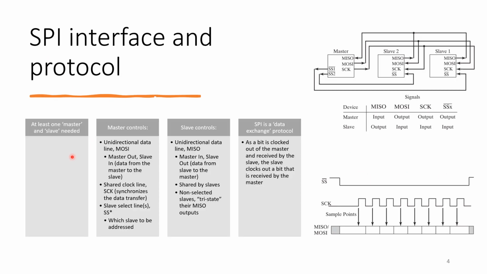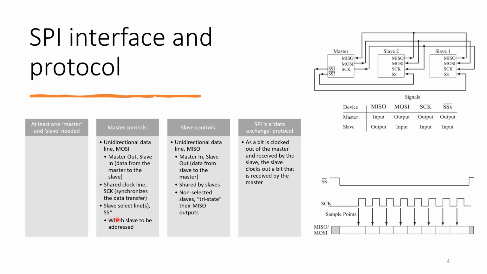Let us now try to understand the protocol in a bit more detail. So as I mentioned, for an SPI you at least need one master and one slave, but you can have more than one slave. What does the master control? The master controls the MOSI line, that is the master out, slave in. There is a shared clock line. So if you see, there is this SCK which is shared between slave 1 and slave 2.